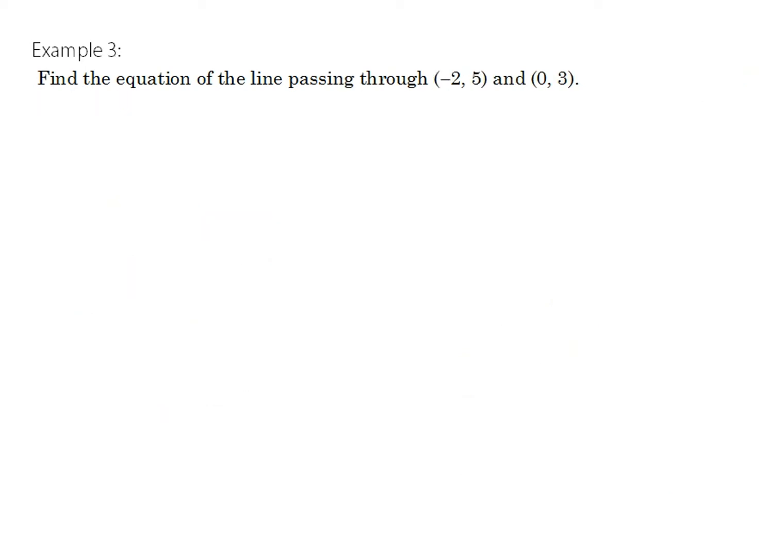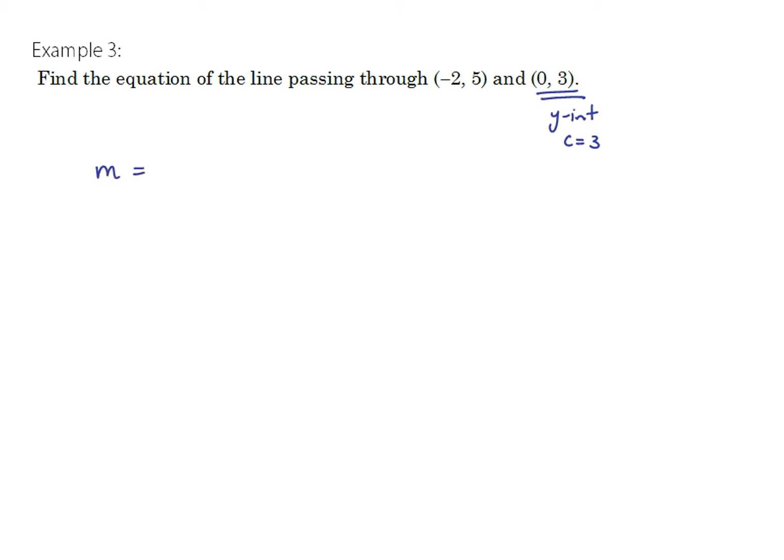Find the equation of the line passing through -2, 5 and 0, 3. So I've got 2 points, but I note here that I do have the y-intercept, so I will probably use gradient-intercept form in this case. So I know that the y-intercept is here, so that means that c will equal 3. So I just need to work out the gradient.